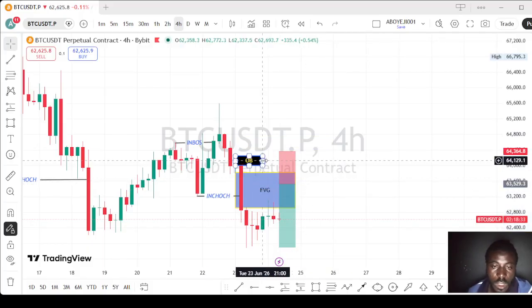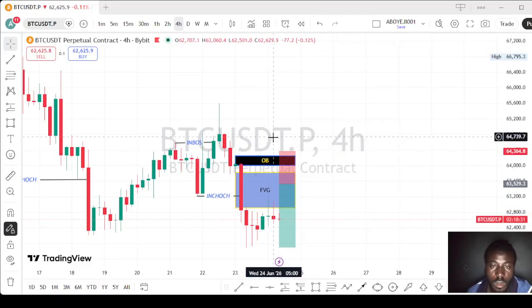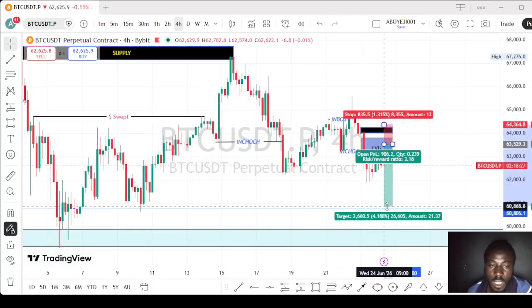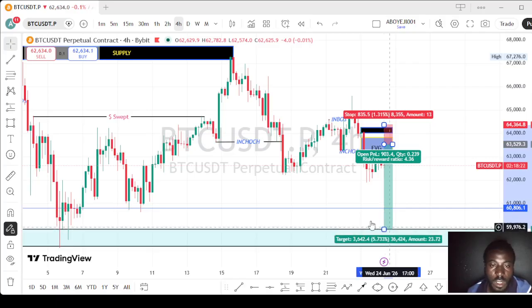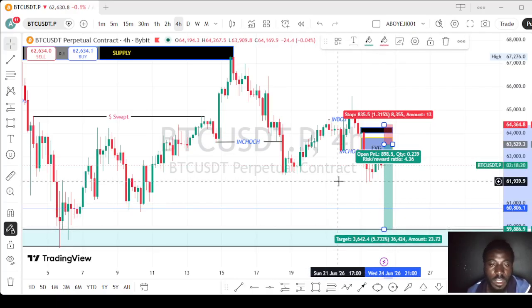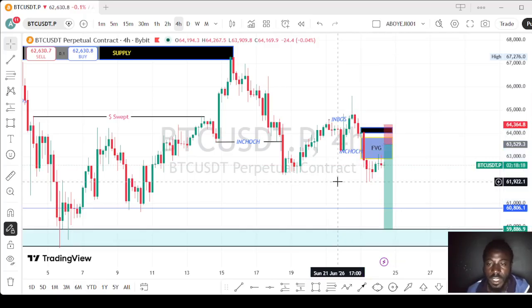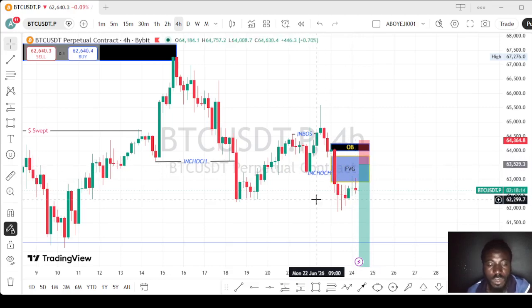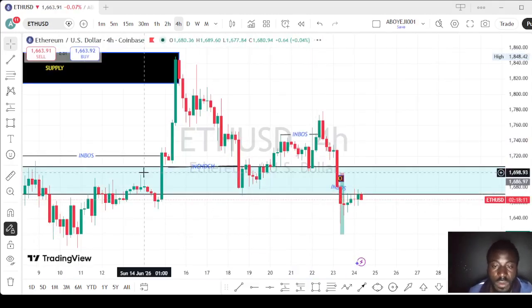So this is what we are having today. So let's see what the market has for us over here. I'm still expecting a downtrend. So let's move to Ethereum. Let's see what Ethereum has for us.